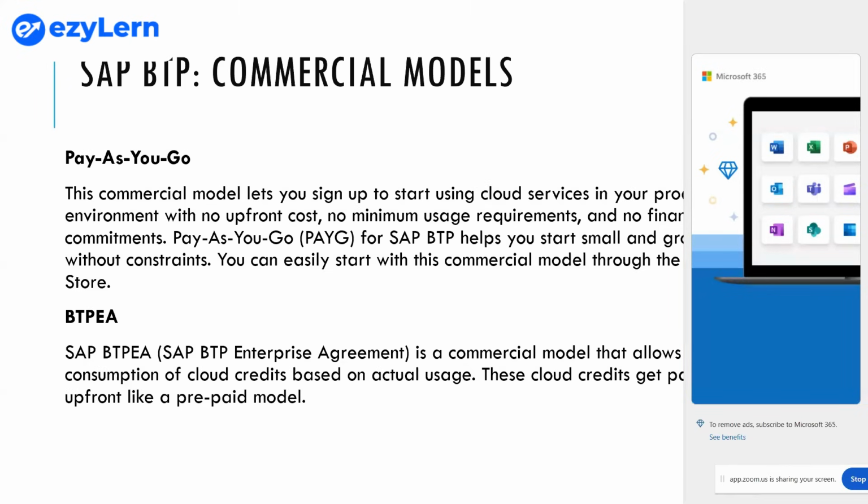So with no minimum usage requirement, you can avoid any over provisioning. You also get access to free tier service plans to try out services without any cost, or within your productive environment. You can do everything in your pay as you go. There is no hard and fast rule that you have to unnecessarily deploy some services because you have got some subscription. Whatever you are using, you just have to pay for that.